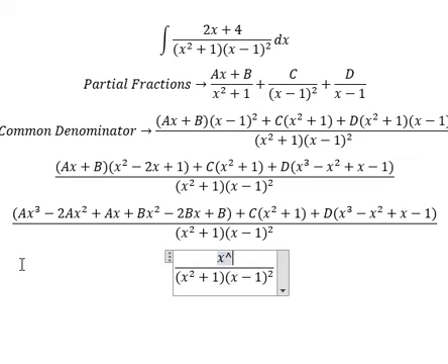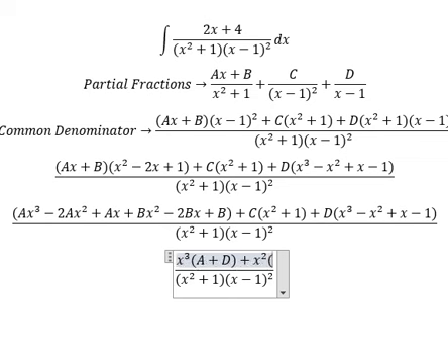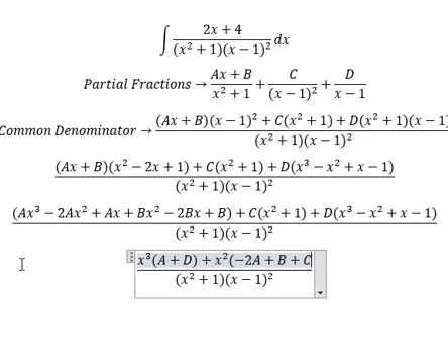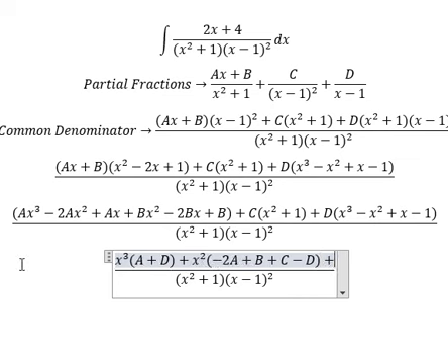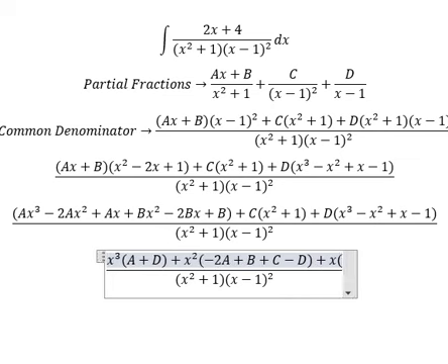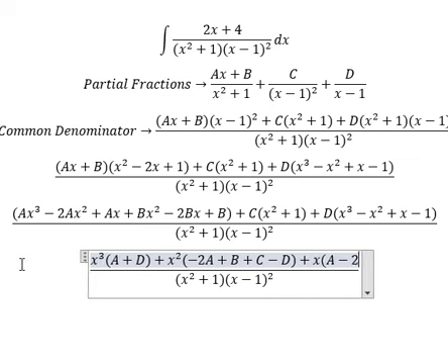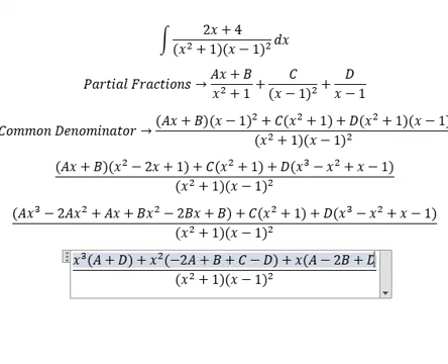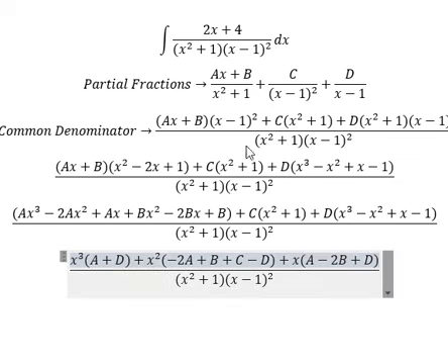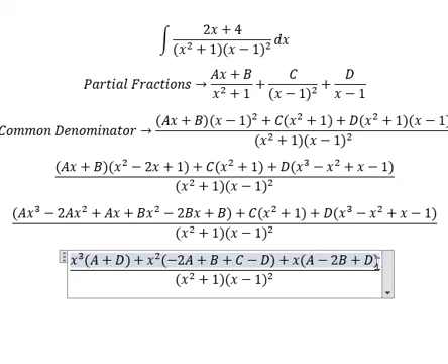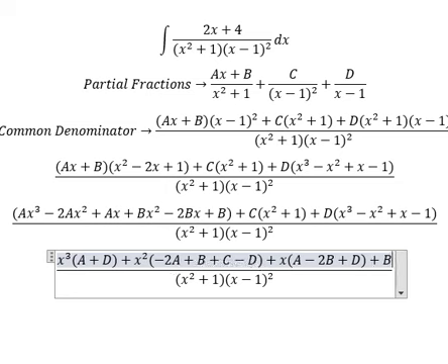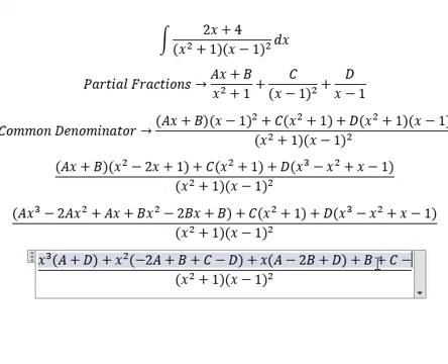About s to the power of 3, we have a plus d. About s squared, we have negative 2a plus b plus c minus d. About s, we have a minus 2b plus d. About the number, we have b plus c minus d.